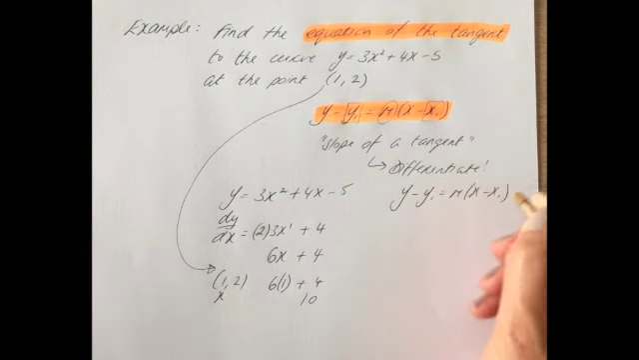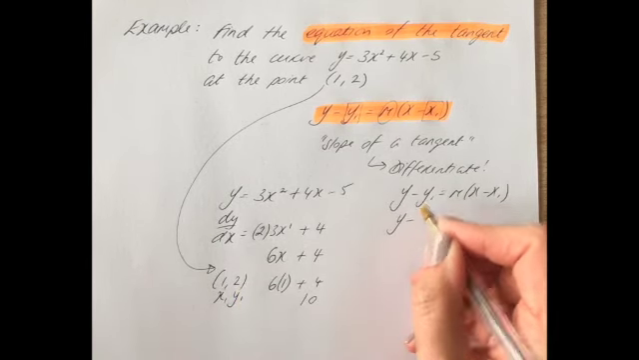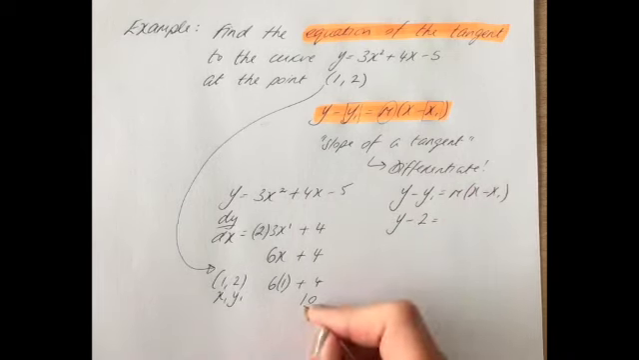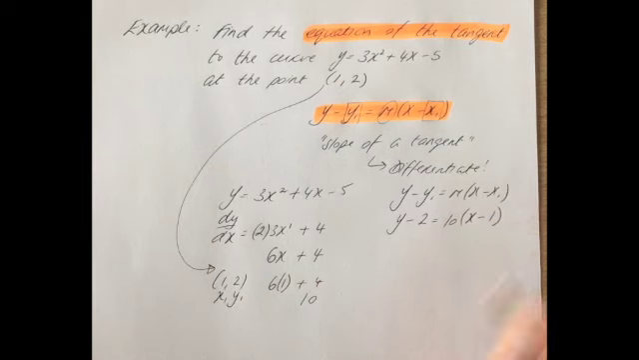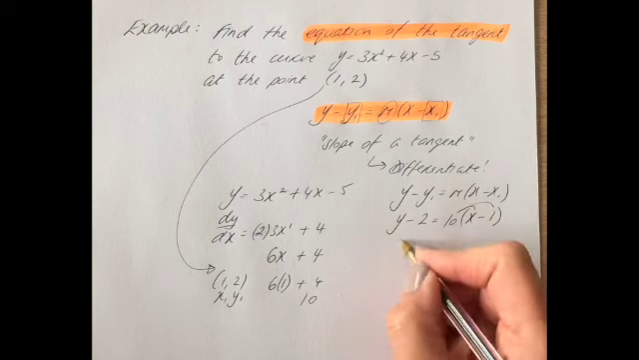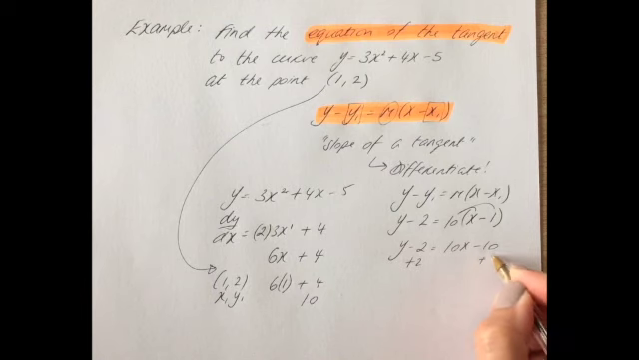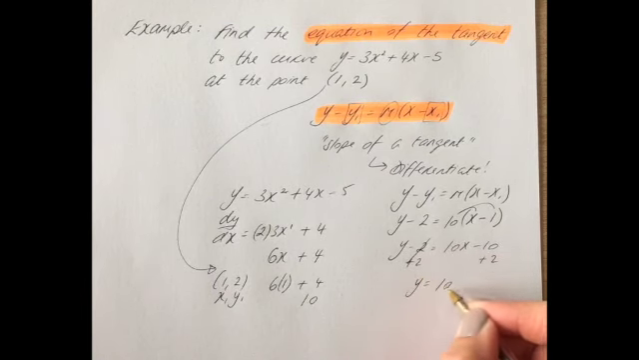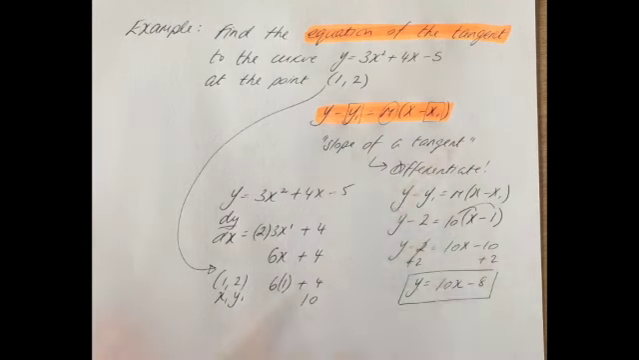And we still have our point, of course, x1, y1, 1, 2. Let's sub in. y1 is, of course, 2. The slope is, of course, 10. X minus x1 is, of course, 1. Tidying this up, we'll multiply out the brackets and we get y minus 2 equals 10x minus 10. Add 2 to both sides to tidy up the number work, and we're left with y equals 10x minus 8. And that is the equation of the tangent.